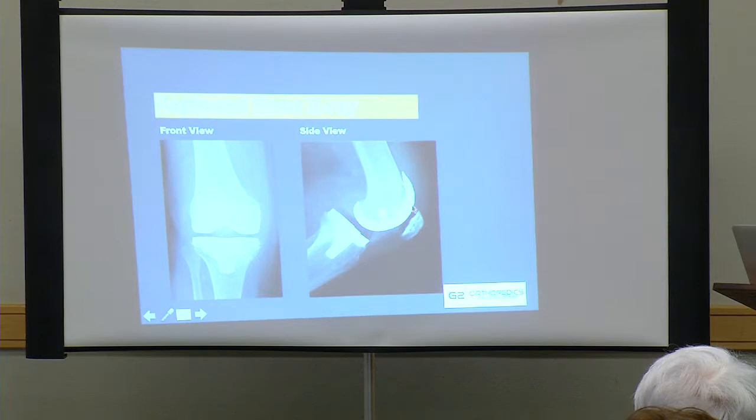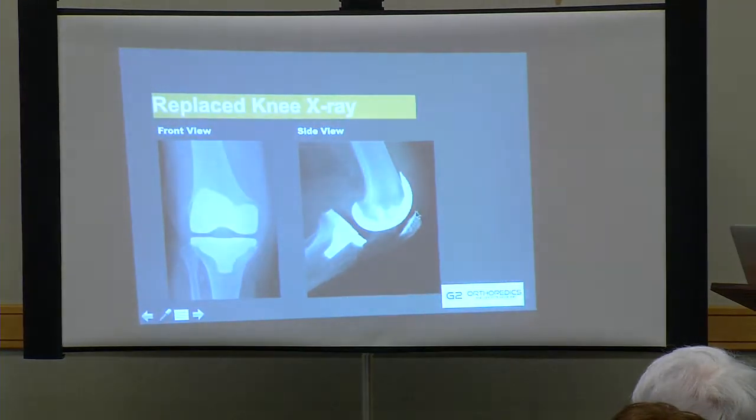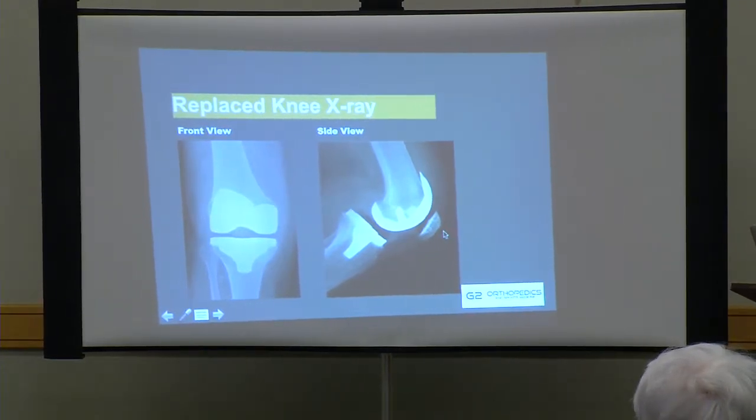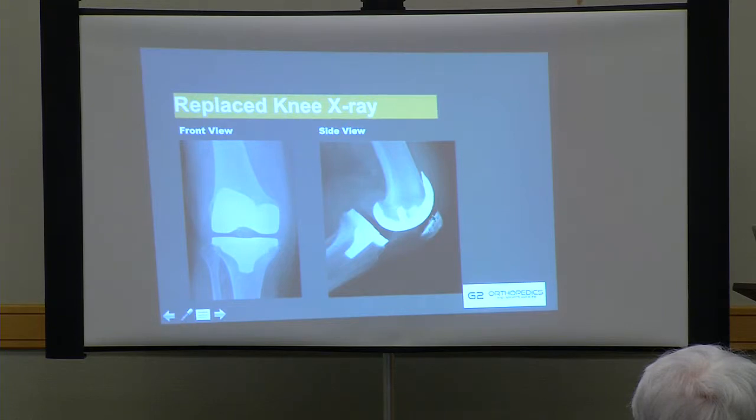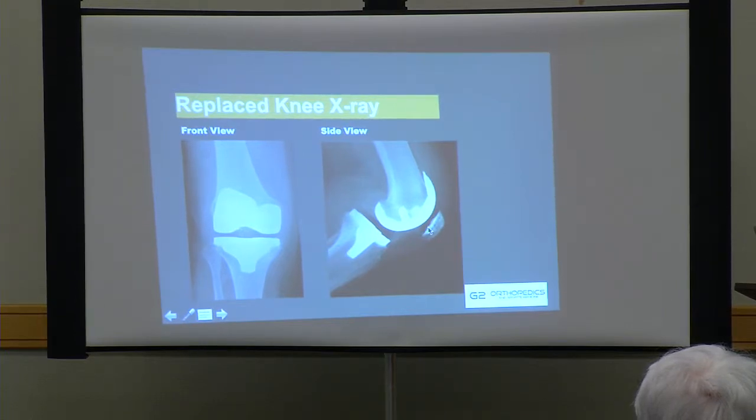And this is just a side view of it, and right behind this kneecap there's also a little plastic piece that's attached to the kneecap. So we don't take the kneecap out, we're just cutting away the arthritic area and putting a little plastic button on the back of that. So your kneecap will look the same.